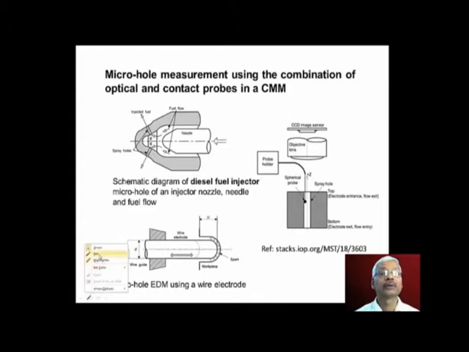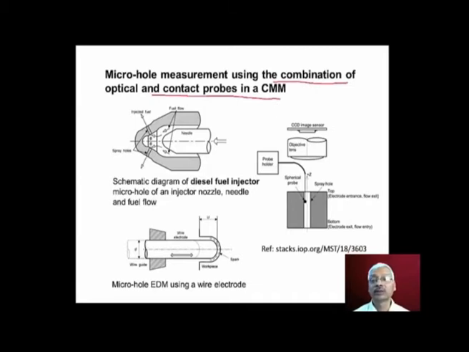Here the micro hole measurement using the combination of optical and contact probes in a CMM. You can see this is the workpiece placed in a fixture which has a hole, a micro hole. This is the spray hole, and this is the optical probe, CCD image sensor, and this is the objective lens. So this is optical probe, and then there is a contact probe also, and there is a probe holder, and this is the workpiece with a micro hole.